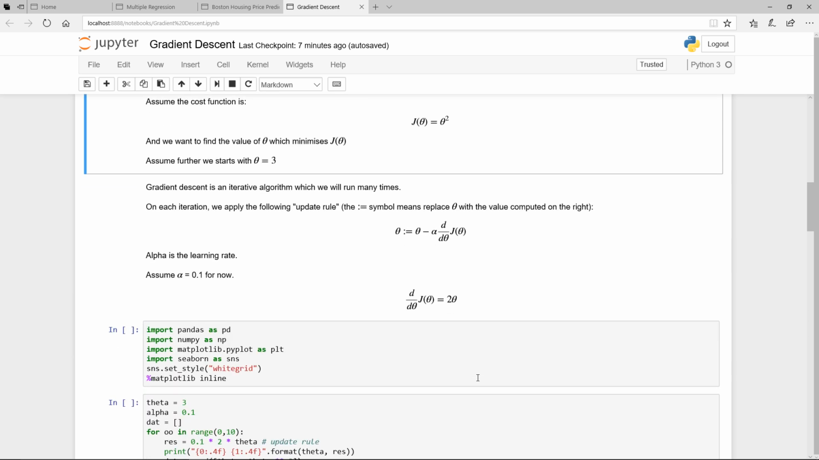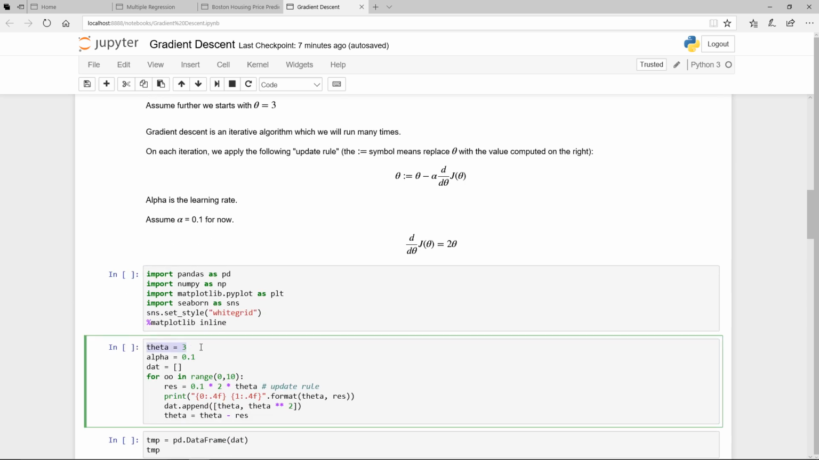Now let's apply this to an example. We import the basic things that we need. Remember that we're going to start theta with 3, and alpha here is 0.1. We set up the data. This is basically an empty list. Okay, so let me change this. This should really not be hard coded. So we're just going to iterate through a range of 0 to 10. Basically we'll stop at 9, including 9. The result here is alpha multiplied by 2 multiplied by theta. What is this? That's basically this portion here. So this is alpha multiplied by 2 multiplied by theta.